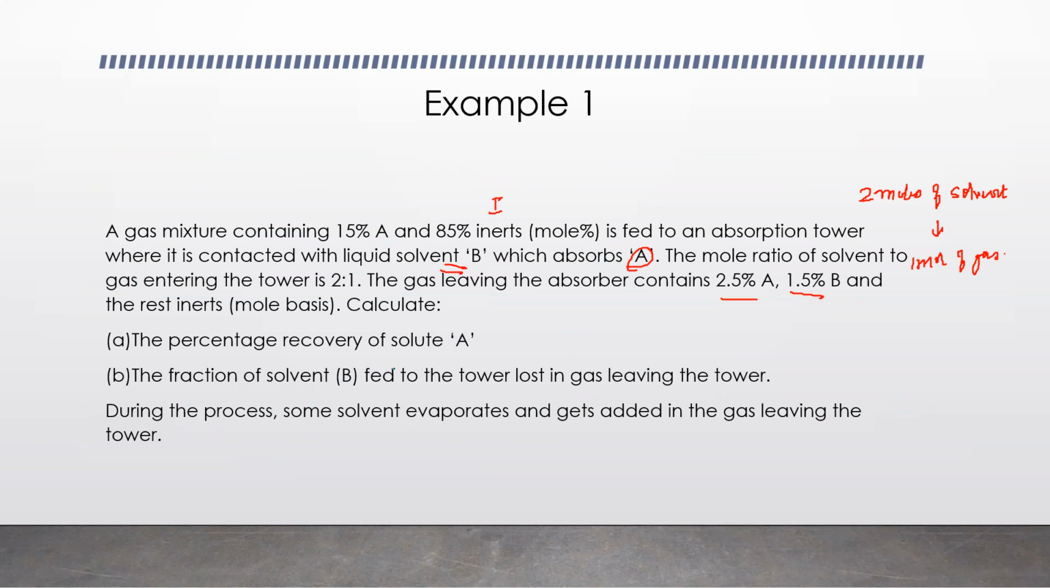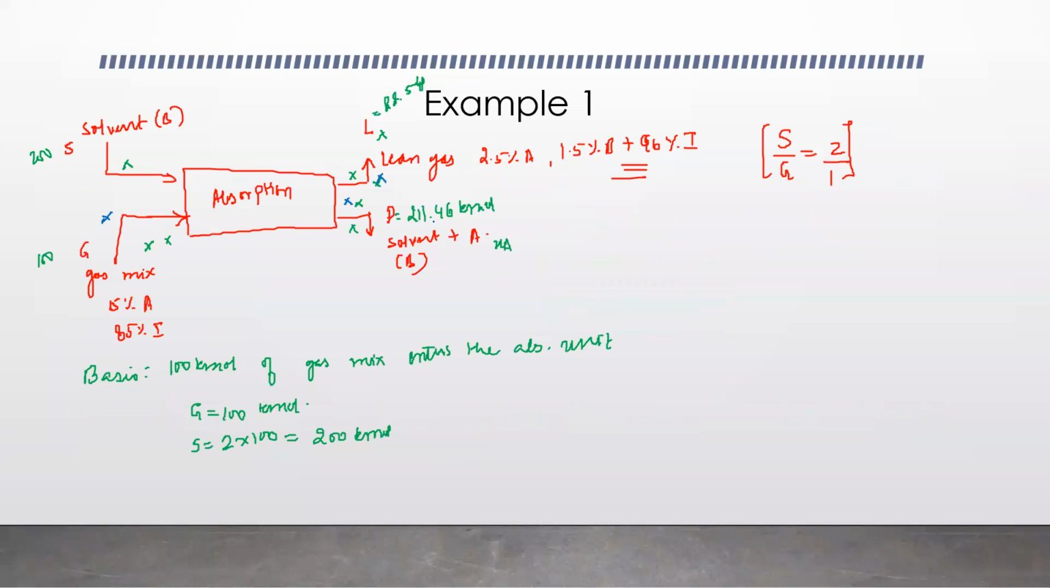Now we have to calculate the fraction of solvent B fed to the tower lost in the gas leaving the tower. So basically what we have to see is the B that is lost here upon B that was fed here. Over here it was pure B and over here it's 0.015. So the fraction of B lost is equal to B in lean gas, because that's not where it's supposed to be, upon B fed, into 100.